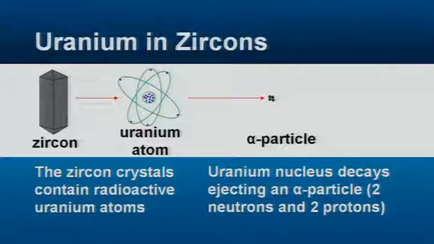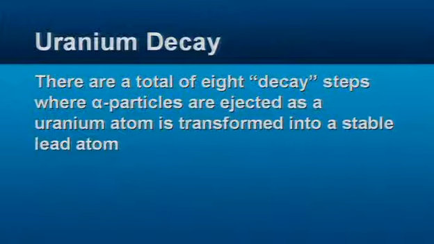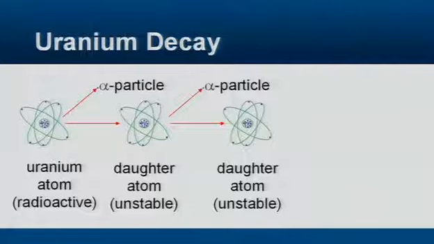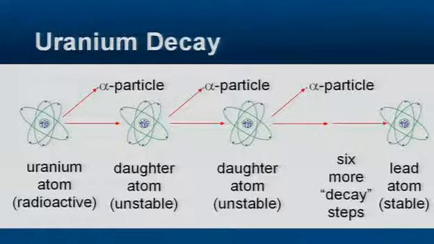They radioactively decay. And each uranium atom, at each step of the decay process, shoots out an alpha particle, which consists of two neutrons and two protons. In other words, it's reducing the size of its nucleus so it can become more stable. Now, there are a total of eight alpha decay steps as the uranium atom is transformed into stable lead. I'm going to show you again the list of those decay steps in a moment. The uranium atom spits out an alpha particle to become an unstable daughter atom. That one spits out another alpha particle to become another unstable daughter atom. The nucleus is still unstable, even though it's lost an alpha particle. And so there are six more steps after that until you get to the stable lead atom.